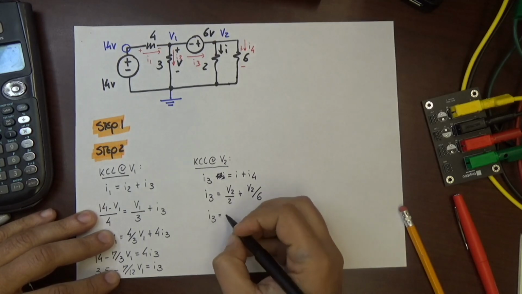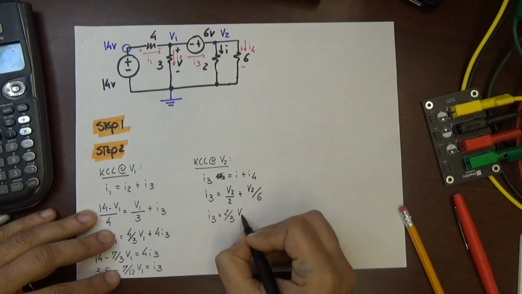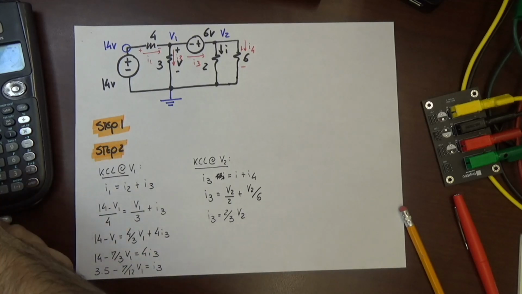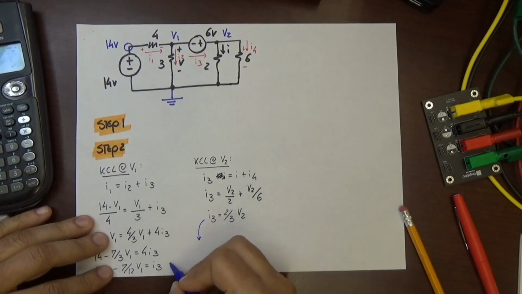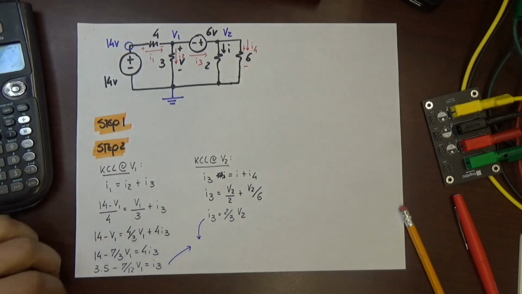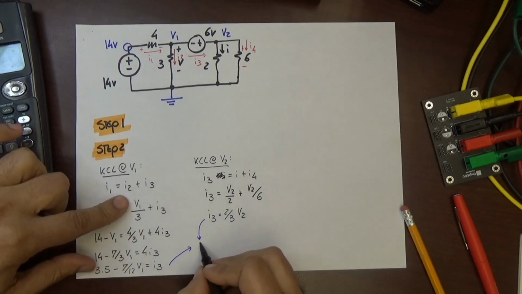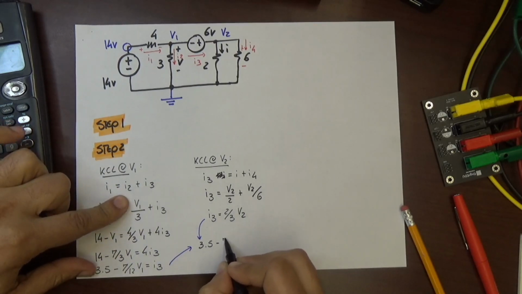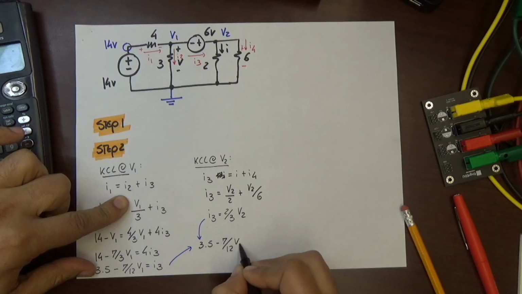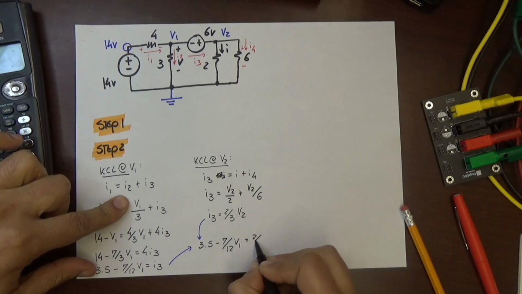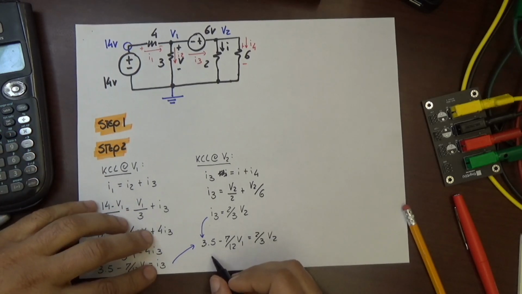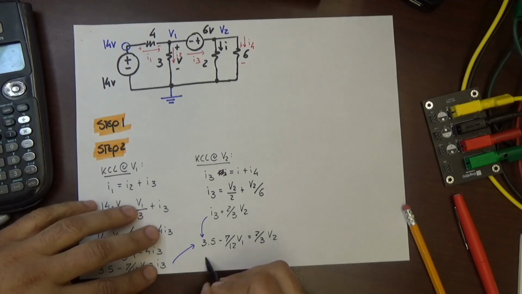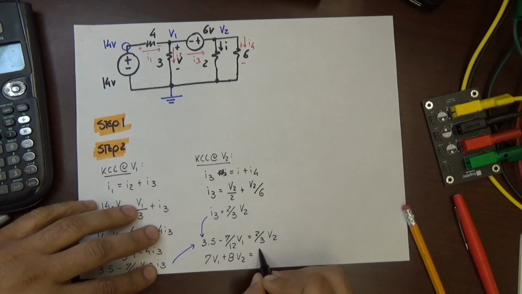Just putting these together. All right, so I have two equations that are related with I3, so I'm going to put them together. All right, V2. And rearrange the terms, and I'm multiplying everything by 12 just to make my equation a little bit easier to follow. So 7 V1 plus 8 V2 equals my 42.